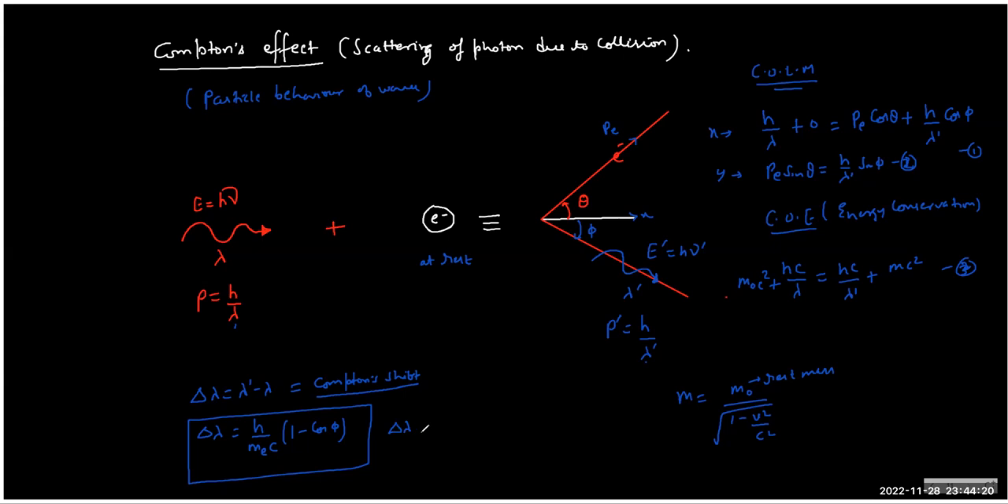What is the maximum shift possible? What is delta lambda maximum? h by m e c? Sorry, 2h by m e c. Correct. So when phi is 180 degrees, when you reflect back, then the wavelength shift will be maximum. So at phi equals pi, the shift is 2h by m e c. So what you may be asked is just this formula and the relation. So the maximum shift possible is this much. I hope this is clear to all of you. Yes, sir. Next.